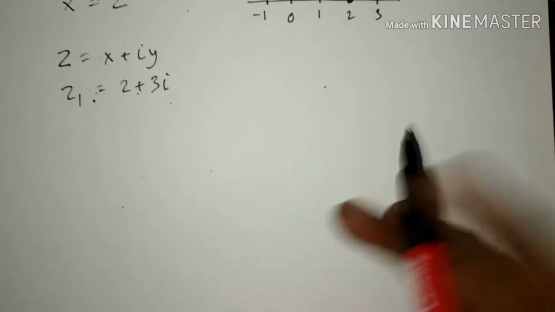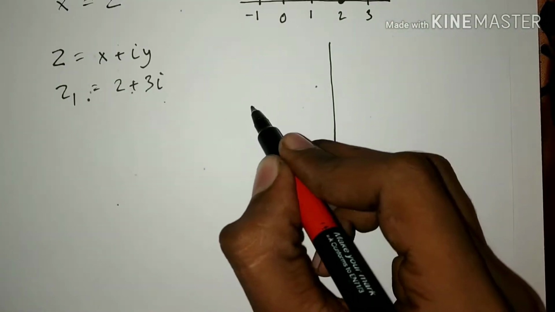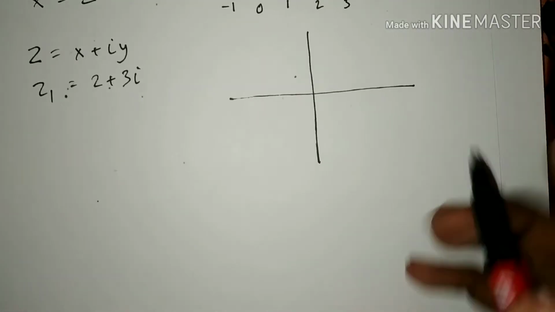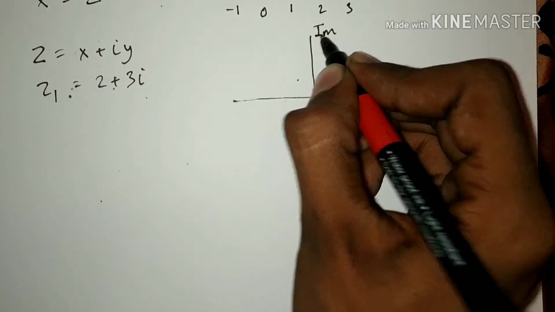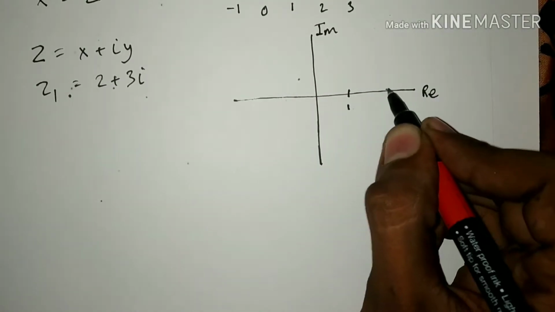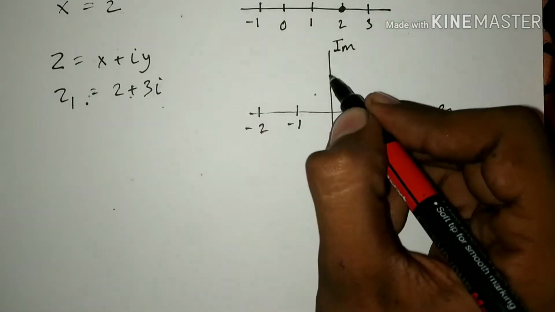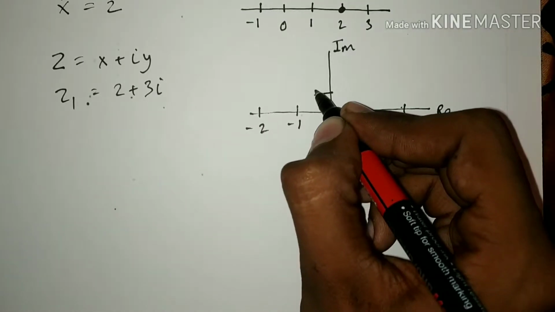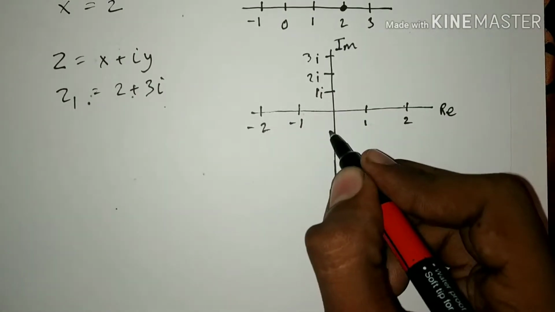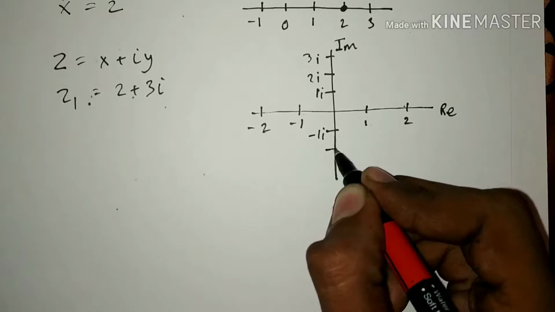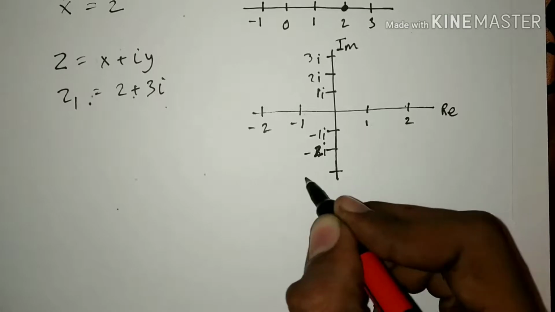If you want to plot this complex number, we need two axes. One is the real axis, and the other is the imaginary axis. In the real axis we plot numbers 1, 2, -1, -2, and so on. In the imaginary axis we plot numbers as 1i, 2i, 3i. Similarly, -1i, -2i, -3i.